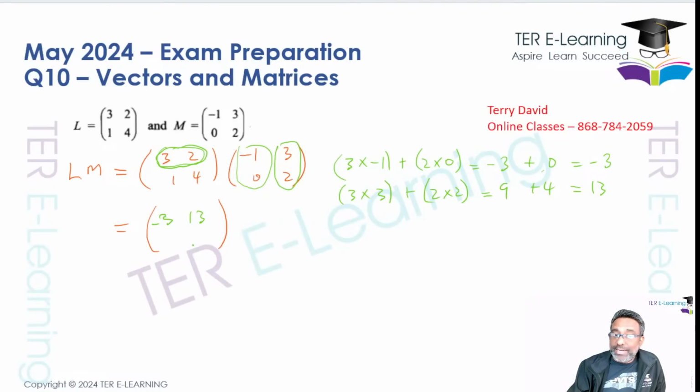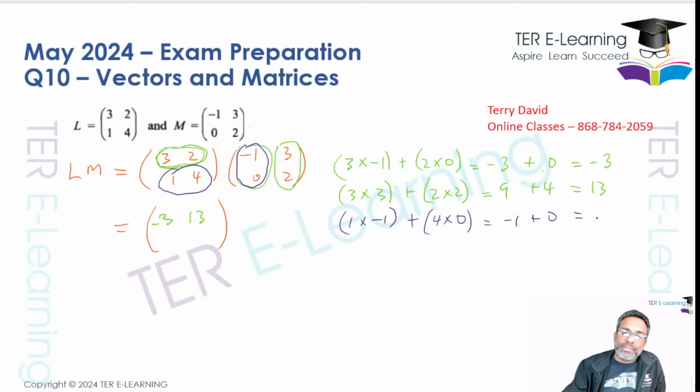Now we need to figure out the last row in the matrix. Let's use a different color here. We're going to take this second row and multiply it by this column. So this is going to be 1 by minus 1 plus 4 by 0. 1 by minus 1 gives you minus 1, 4 by 0 gives you 0. So this number here is going to be minus 1.